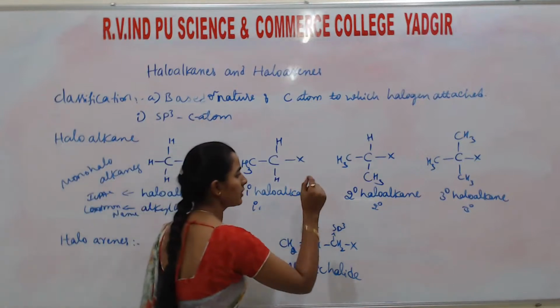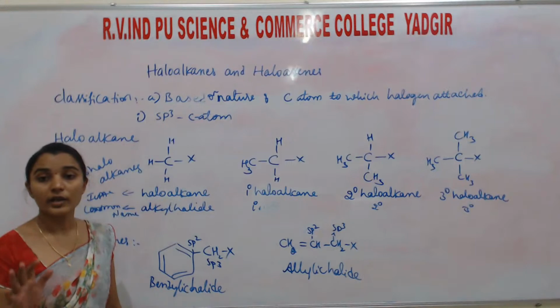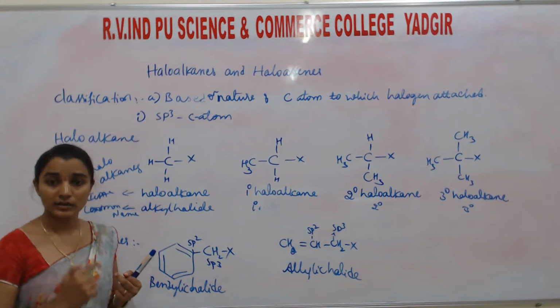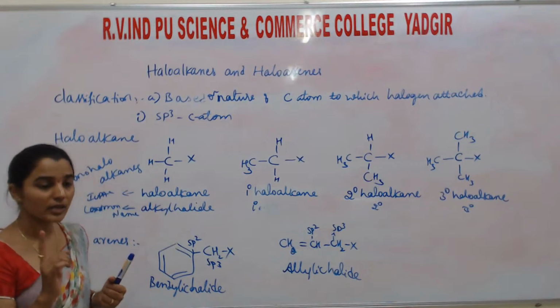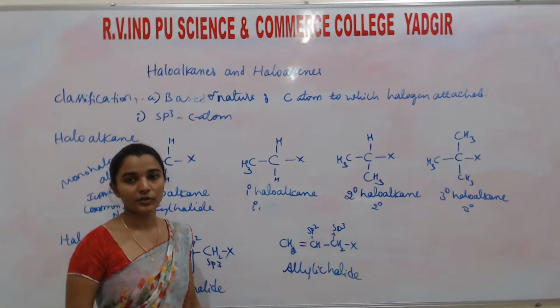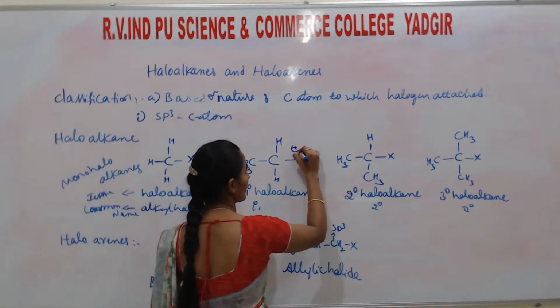These primary, secondary and tertiary classifications, students, are very important throughout organic chemistry, because stability, reactivity, acidic character and basic character are all explained on the basis of the primary, secondary and tertiary character of the compounds. For example, you know, carbocations are there, plus ions, right?